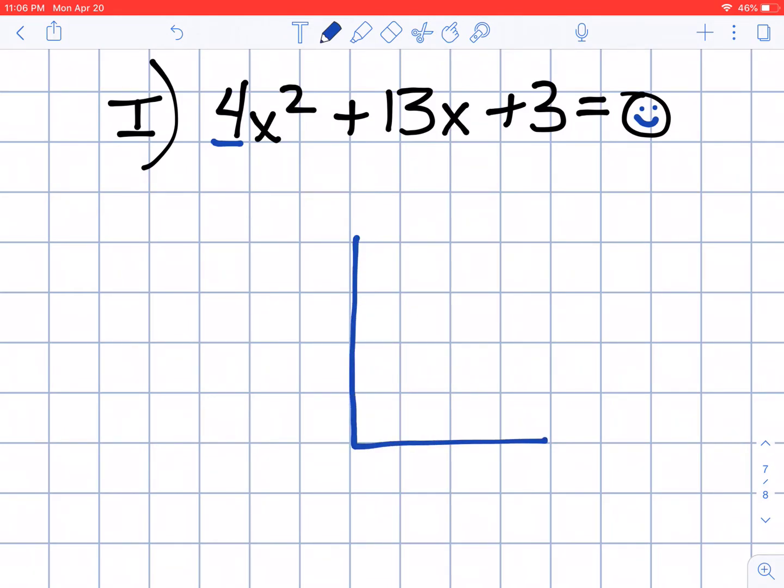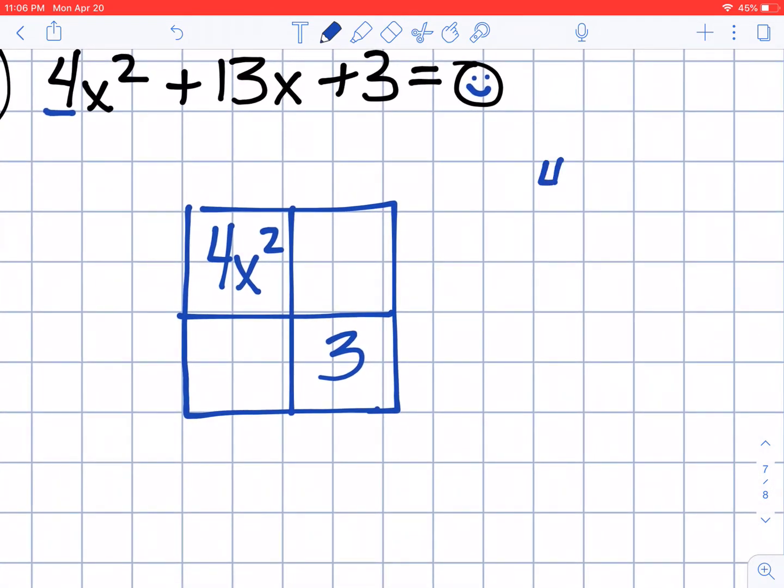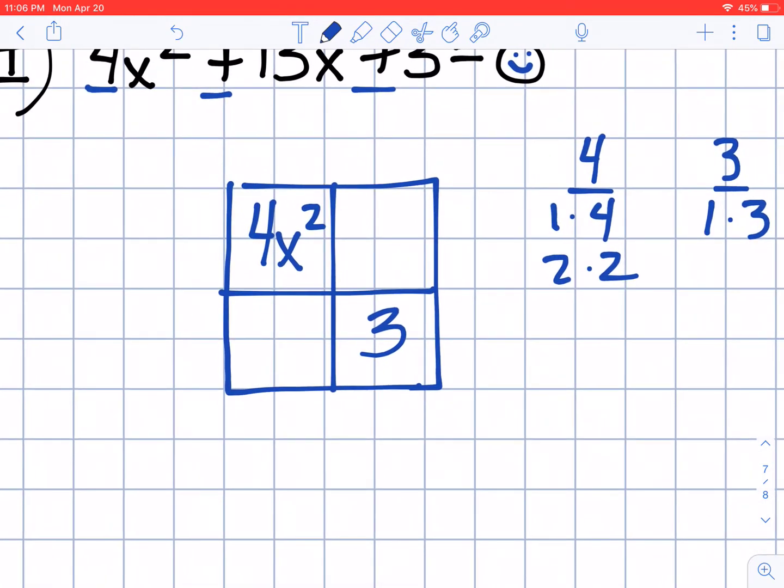We're just going to build a nice little rectangle. Put the 4x squared in the usual spot. Put the 3 here. And before you dive in, take a moment and think about the 4 and the 3. What are the factors that give us these? Well, 3 is certainly easier to work with because there's only one option. It's prime, 1 times 3. We don't have to worry about the negative 1 times the negative 3, even though that is positive 3, because I look up here and I got all positives, pluses. So that tells me we can rule that out. For the 4, we've got, well, 1 times 4 and 2 times 2. So we've got 2 possibilities for the 4.